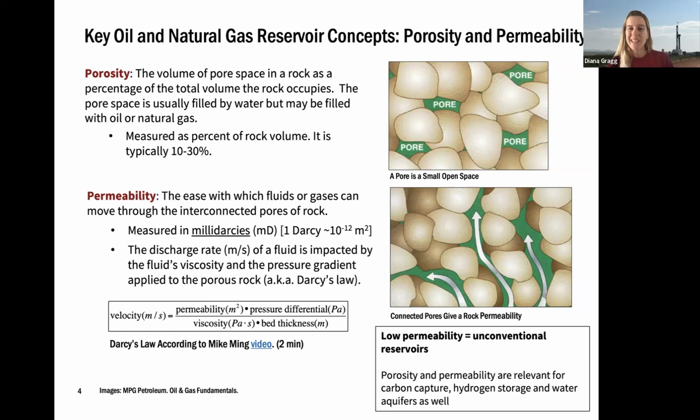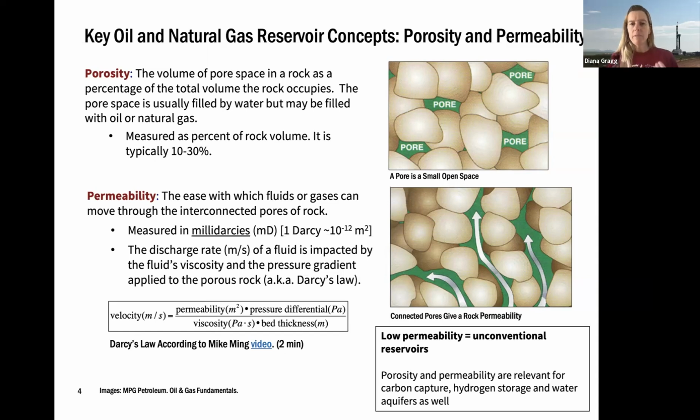Permeability has to do with how easily things will flow through that rock. So permeability is, are there channels connecting the pores? Are there ways for that oil and gas to flow through? If you think about it, when we want to start producing, right, we want the oil and gas to flow through the rock and then up the well and out to the surface for our production. So permeability is really important so that we can have flow of the oil or gas.